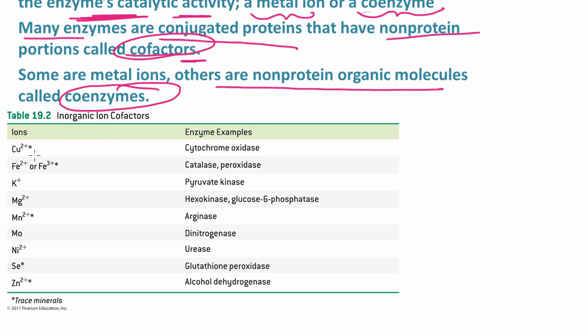inorganic ion cofactors: copper 2, iron 2 or iron 3, potassium. We have magnesium, manganese, molybdenum, nickel, selenium. Okay, selenium and zinc are both found in very, very small amounts. We call those trace minerals, if you will.